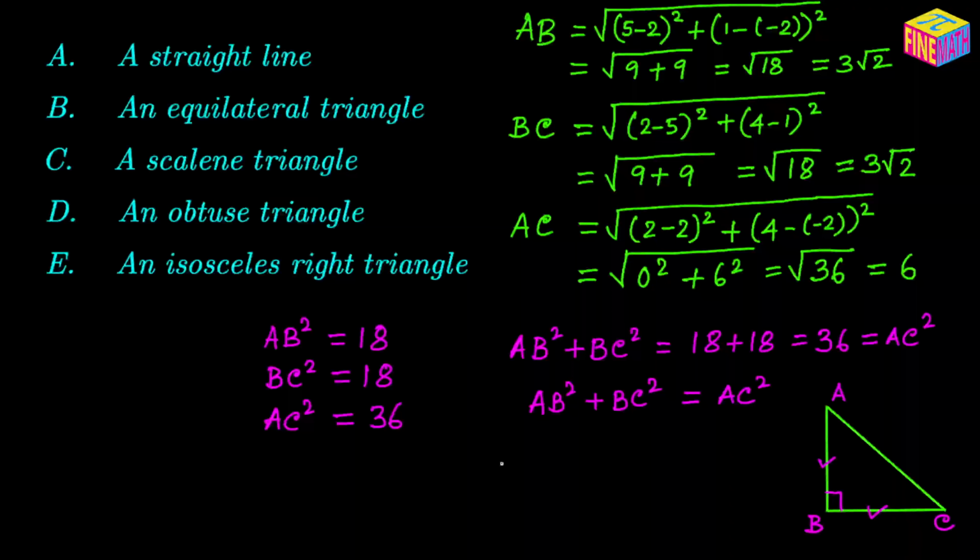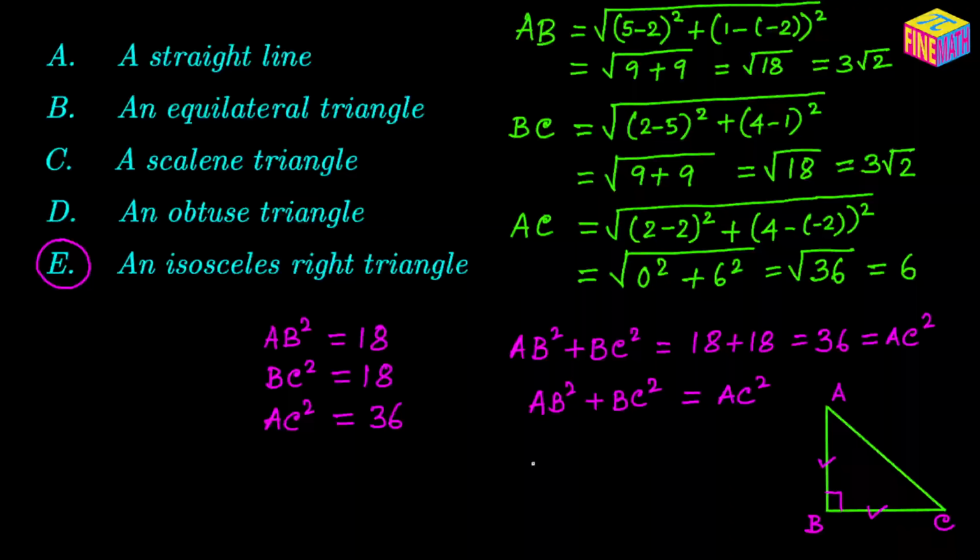So then clearly we can see that when we join the 3 points, it's going to form an isosceles right triangle, because we have two equal sides and also it is a right triangle. So then our correct answer would be option E, which is an isosceles right triangle. If the lengths were all equal, then it could have formed an equilateral triangle. If the lengths were all different and follow the triangle inequality, then it could have formed a scalene triangle.